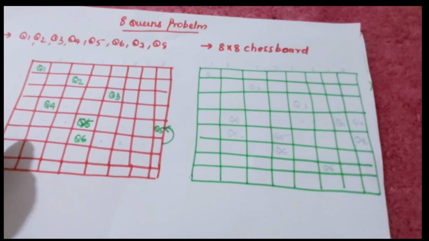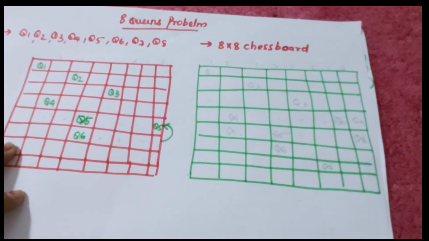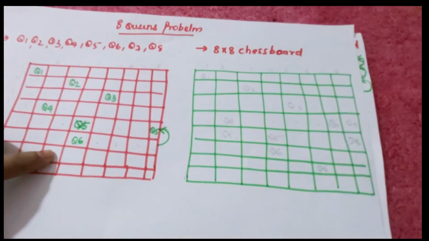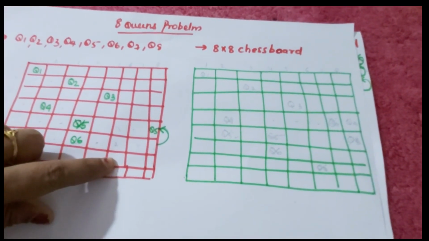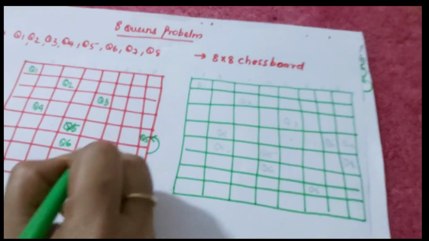No. You can place here? No. Here, no. Here, no. Here, no. Here, no. Here, can you place? Yeah, you can place Q7 here.